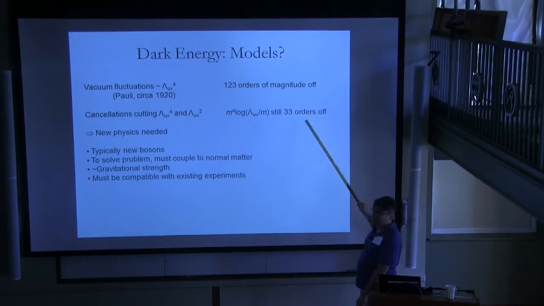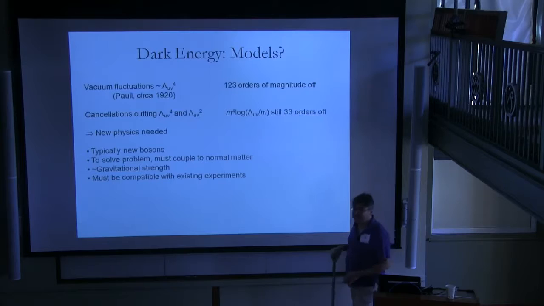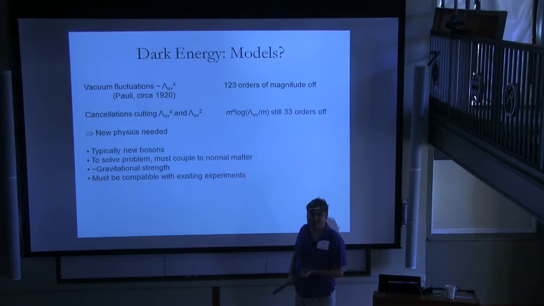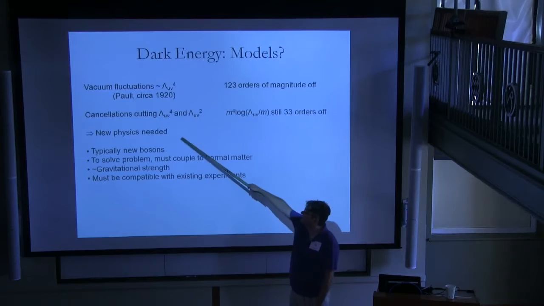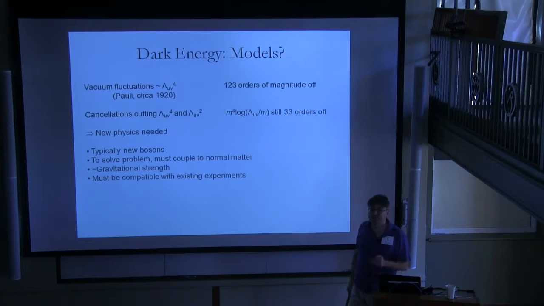So I'm not a particle physicist. I can't say what the solution will be. I can just point out that there's a problem, and it's very likely that solving this problem will require new physics. That typically leads to new bosons, and if they are to solve the problem, then my naive experimentalist understanding is that they have to somehow couple to normal matter, because otherwise how could they do anything about this?